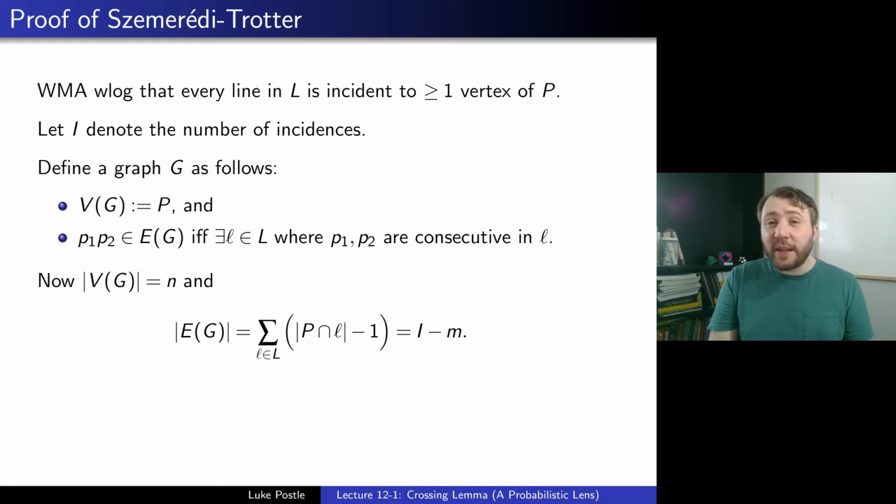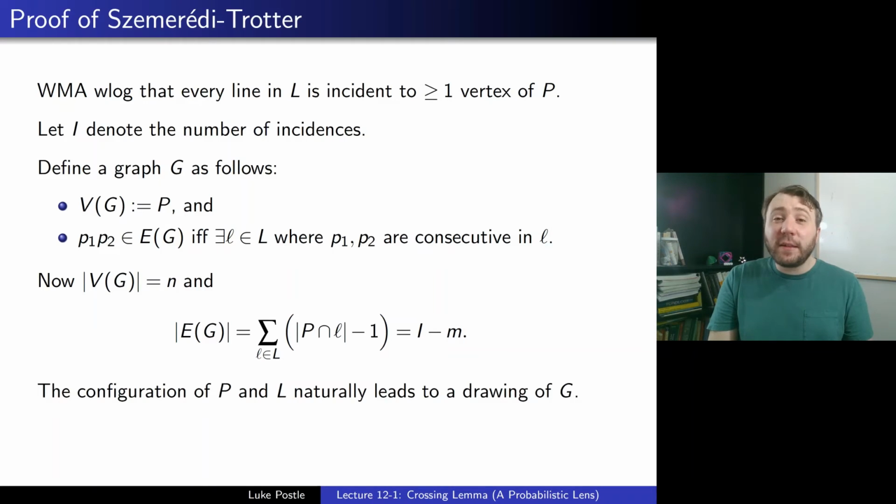So if you sum that up over all lines little l, what does that give? Well, the first number just really sums up all the incidences, right? So it just ends up as I, the number of incidences, but we get this minus 1 for each line, so that's minus m, the number of lines. And now we want to apply the crossing lemma. The important point is the configuration of P and L naturally leads to a drawing of G, right? So we want some bound on the crossing number.